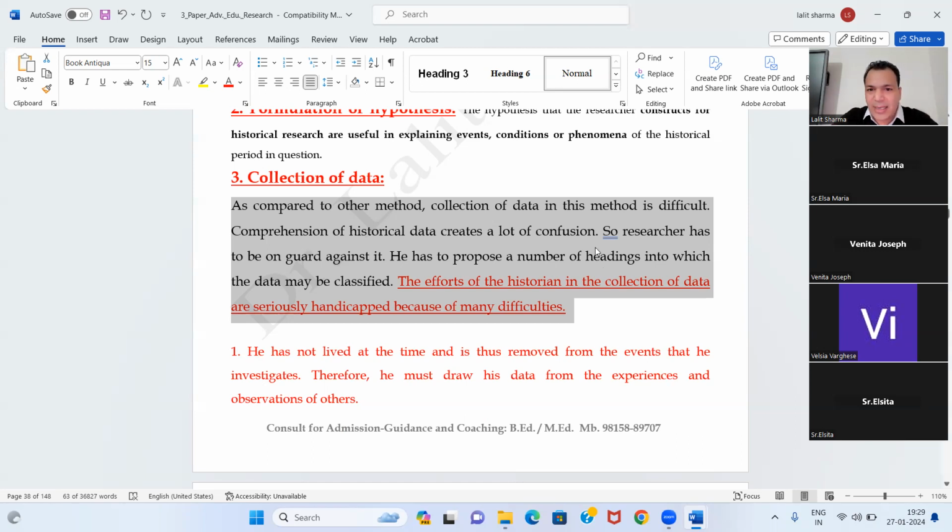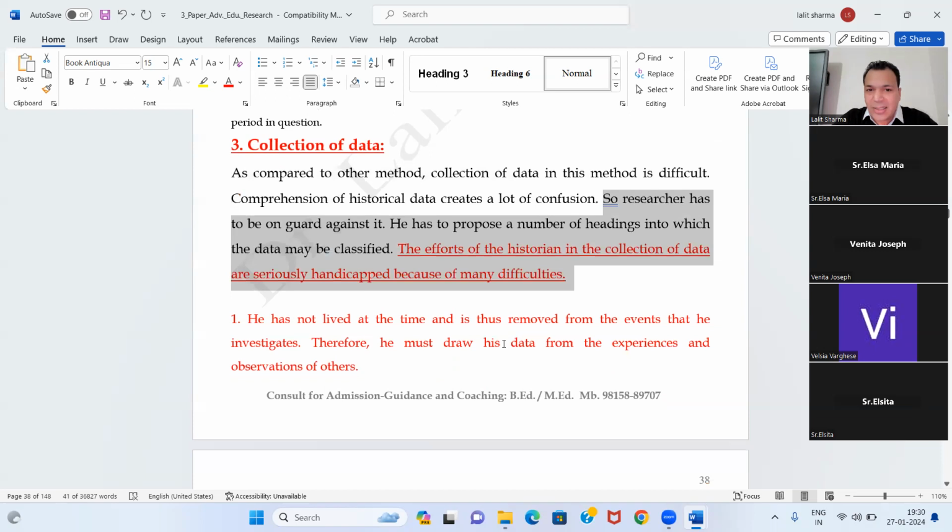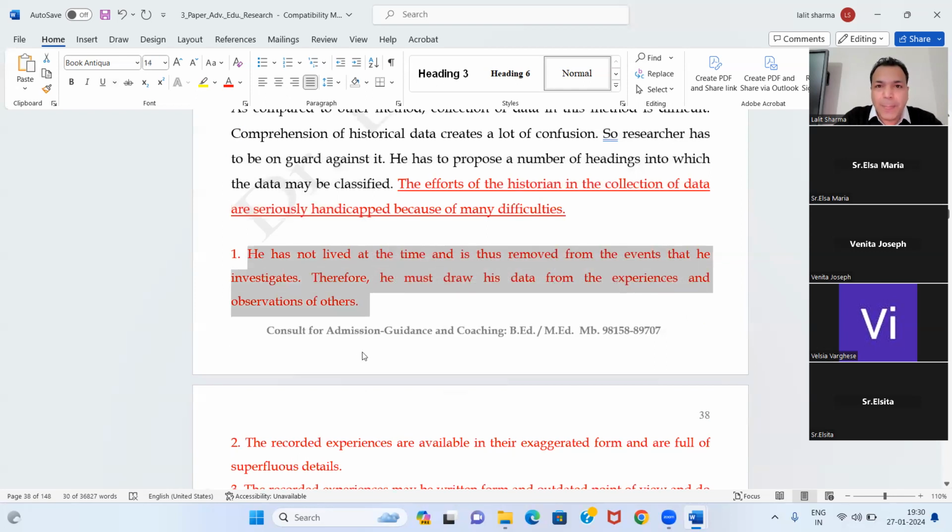तो क्या होता है बेसिकली, तभी इसने ये लिखा है, it is a lot of confusion. So the researcher has to be on guard against it. He has to propose a number of headings into which the data may be classified. अब क्या होता है, the efforts of the historian in the collection of data are seriously handicapped because of many difficulties. अब क्या डिफिकल्टीज आती हैं while collecting the data of historical events? Number 1, he has not lived at that time. है ना, 500 साल पहले तो वो पैदा भी नहीं हुआ था रिसर्चर, and is thus removed from the events that he investigates. Therefore he must draw his data from the experiences and observations of others.